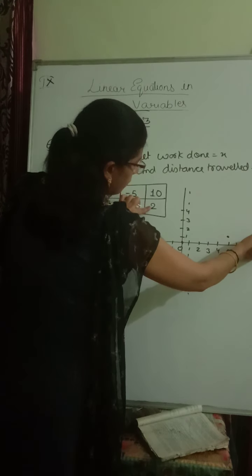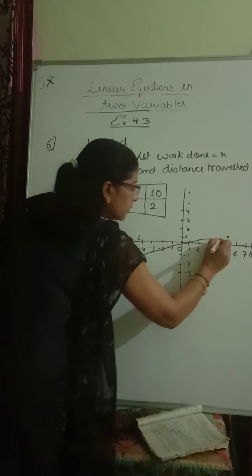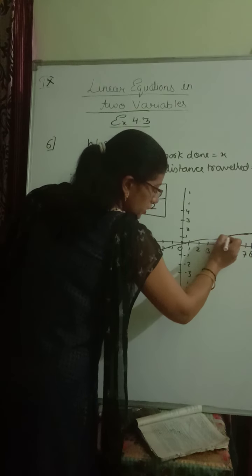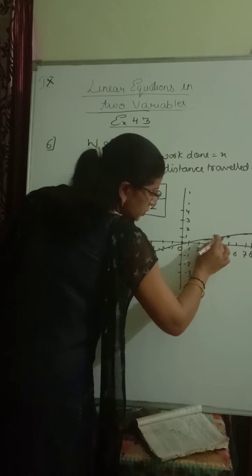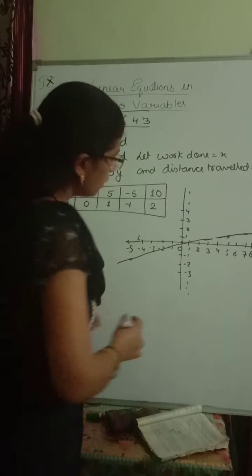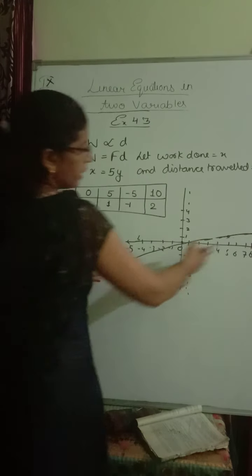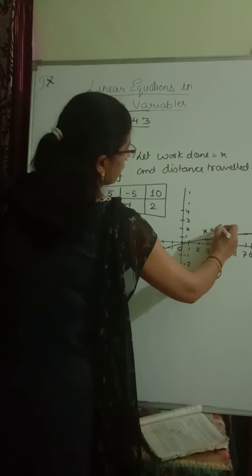We will get the graph points here. So we will join all these points, and we will get a straight line. You will join this with the help of a ruler. Here I am drawing it like this, but you will join the points with the help of a ruler. So this is the graph, this is the line. You will make arrows on both sides and write the equation x equals 5y.